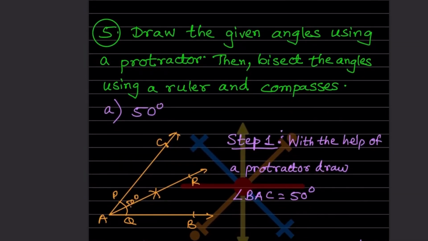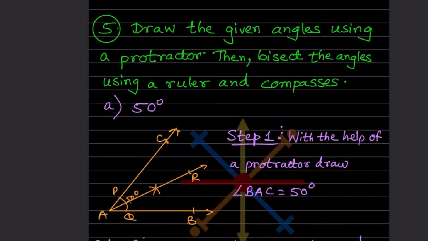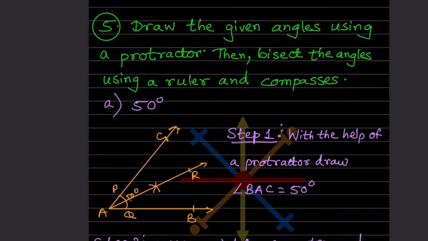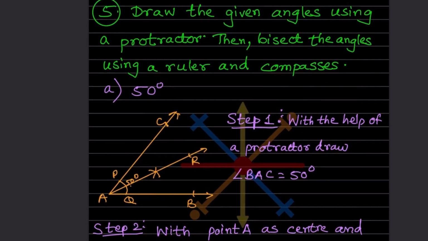Next one says: draw the given angles using a protractor, then bisect the angles using a ruler and a compass. So we have to see for 50 degrees. First thing I'm going to do, with the help of a protractor, draw AB. This is BAC. First we'll draw a line. Now here you know the protractor is here. You are going to see 50, see here, this will be 90 degrees of your protractor.